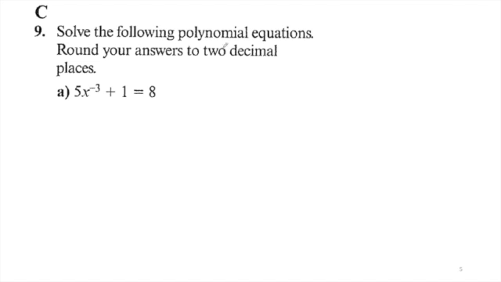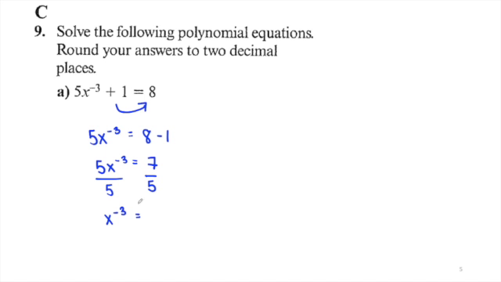Okay. What about something like this? So solve the following polynomial equation. Round your answer to 2 decimal places. So remember, we're solving for x is what we want, so we need to isolate x. So our first step here would just be to bring this 1 over. We don't like that. So 5x to the negative 3 is equal to 8, and then subtract 1 there. 5x to the negative 3 is equal to 7. Okay. Then we still don't like this 5 here, so get rid of that 5. We'll divide both sides by 5. So x to the negative 3 is equal to 7 over 5.